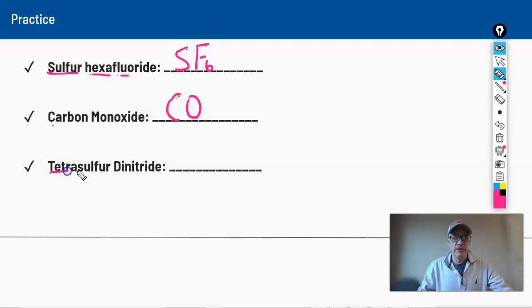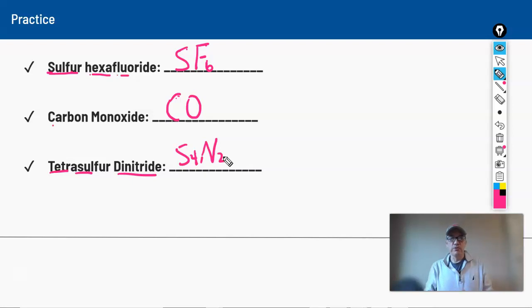And then tetrasulfur, that's 4 sulfurs. And then dinitride is 2 nitrogens. That's it. And this one, unlike ionic, we would not reduce the 4 and 2. We leave it the way that it is.